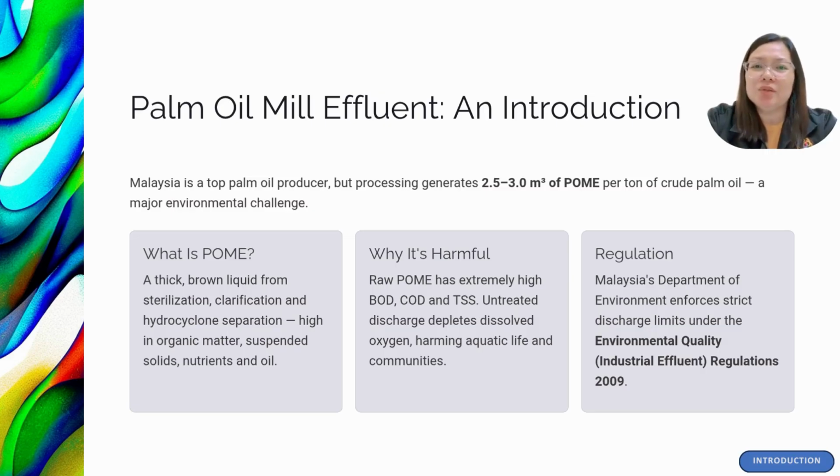Malaysia is one of the world's largest producers of palm oil. However, palm oil production also generates a large amount of wastewater. It is estimated that around 2.5 to 3 cubic meters of POME are produced for every ton of crude palm oil processed.